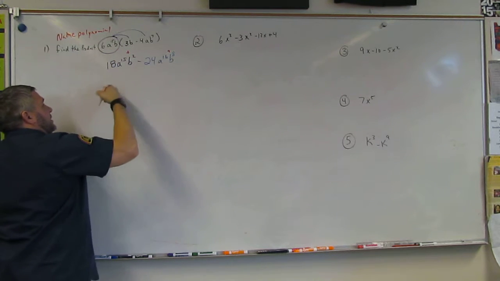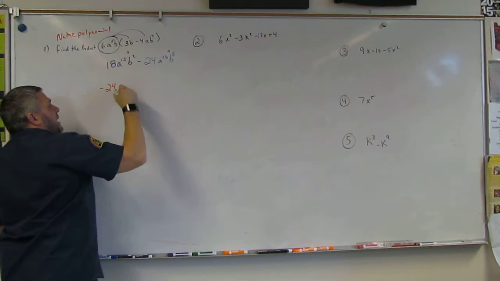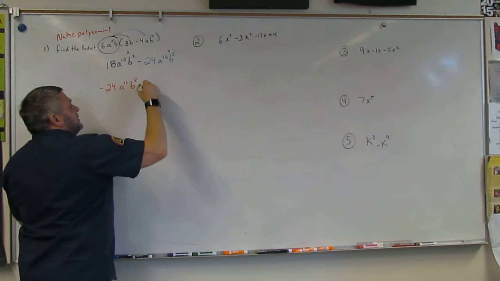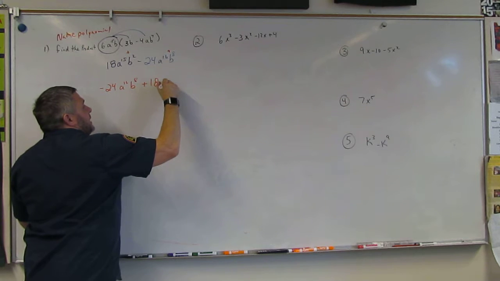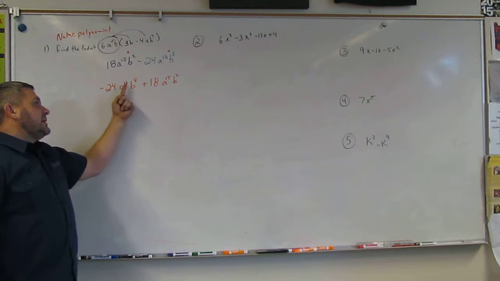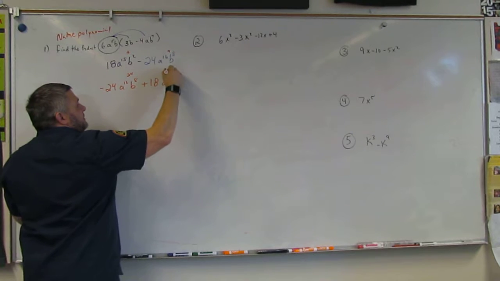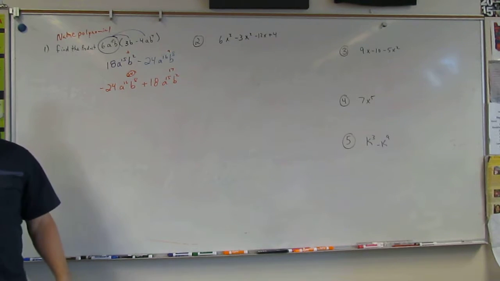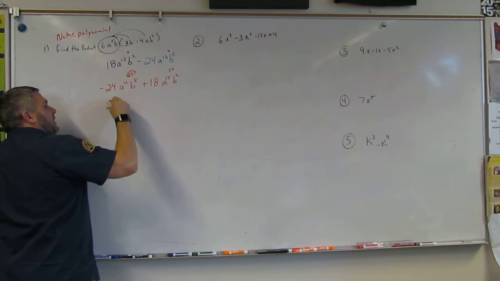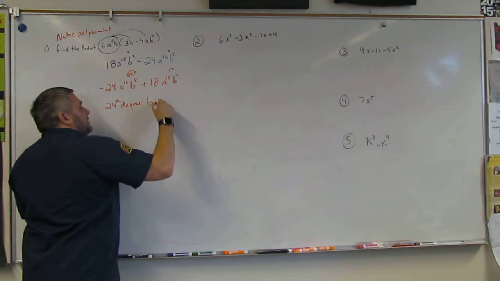Yes. So this should actually be rewritten as negative 24 a to the 16th b to the 8th plus 18 a to the 15 b to the 2, because this is 24, right? And this is 17. Okay? So this is a 24th degree polynomial. Or actually it's a 24th degree binomial.